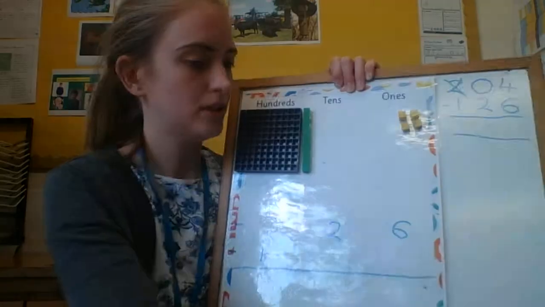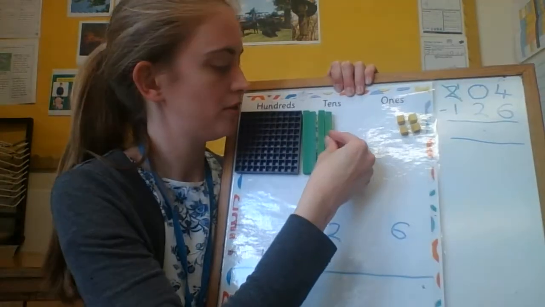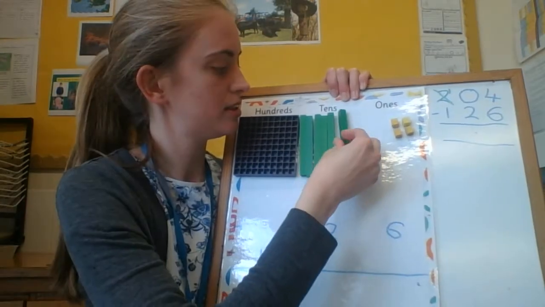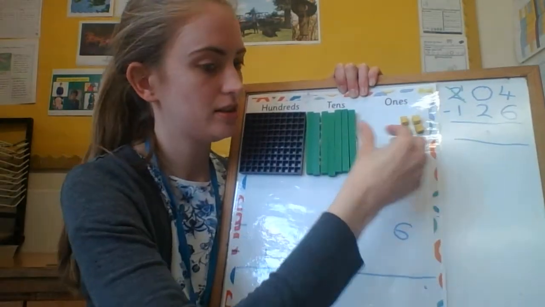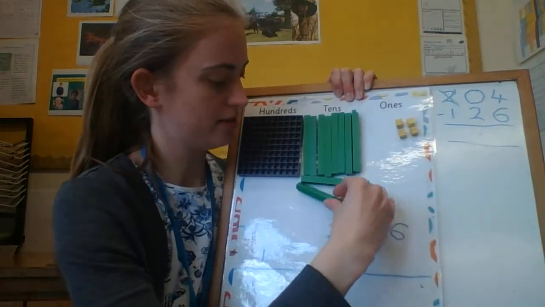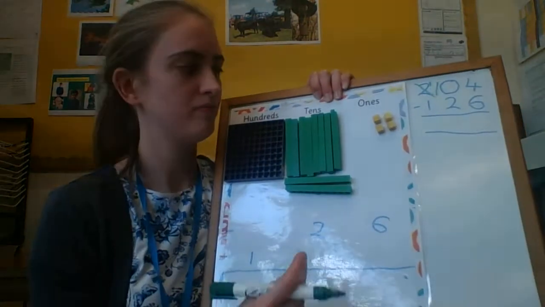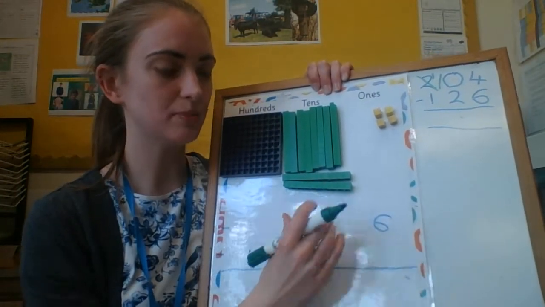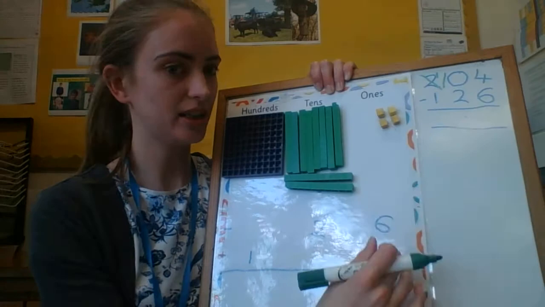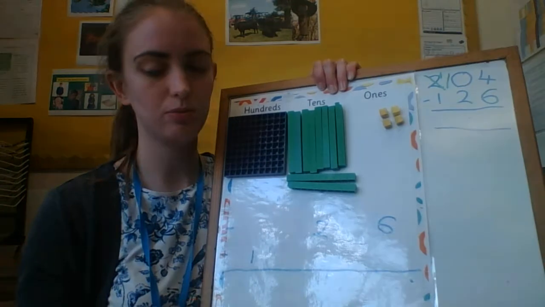So 1, 2, 3, 4, 5, 6, 7, 8, 9, 10. 10 tens. So I have got 10 tens. Now, I'm not answering the tens yet because I've not finished my ones yet. So, still can't take 6 away from those 4 ones. So, I need to get some more ones, and I now have some tens that I can borrow from.